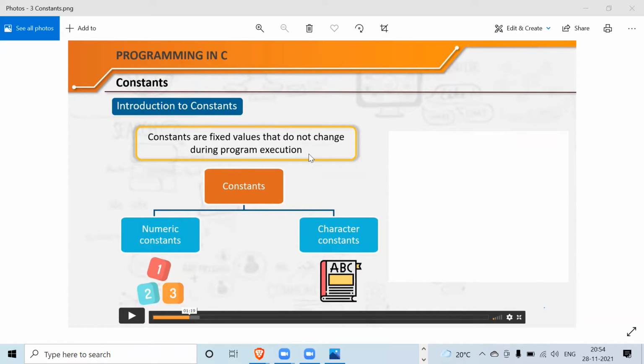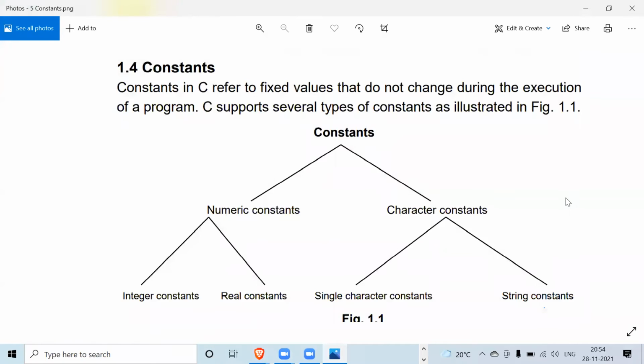The name itself suggests that numeric constant basically stores numbers. Any numbers are stored under the section numeric constants. In the character constants, any kind of character, A, B, C, D, any sentence, any symbol, digits, all that is stored under the section character constants. So basically there are two different categories of constants.